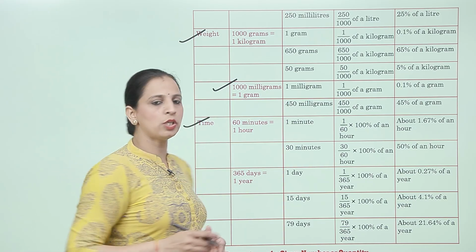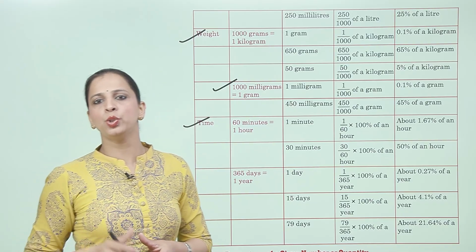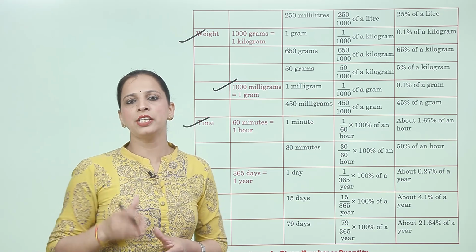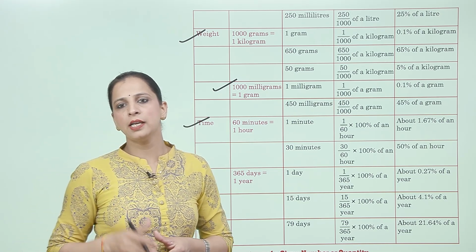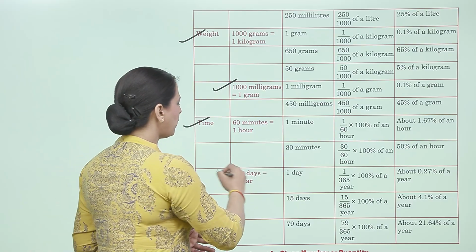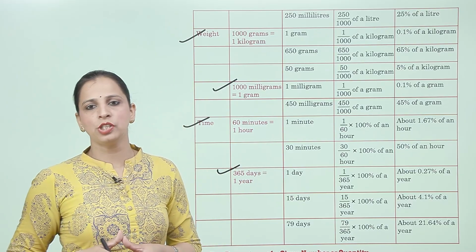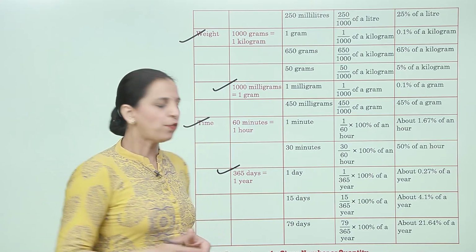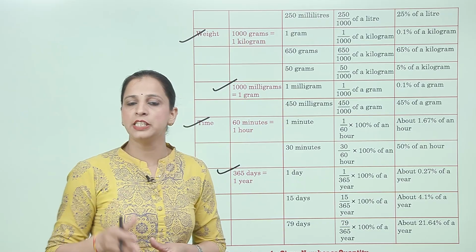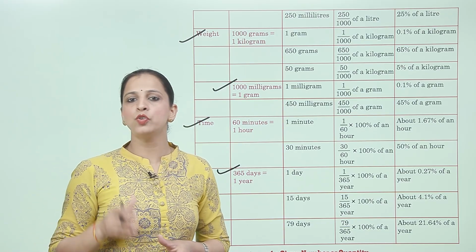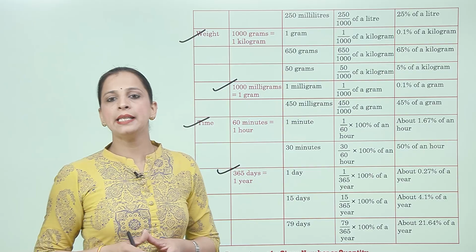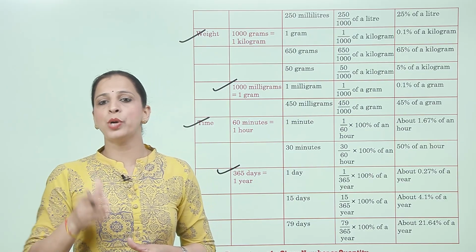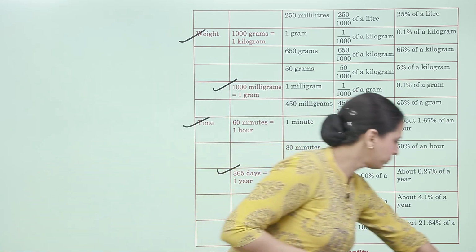Now time, 60 minutes is equals to 1 hour. So 1 minute is 1 upon 60 into 100% of an hour, about 1.67% of an hour. 30 minutes is 30 upon 60 into 100% of an hour is 50% of an hour. Now 365 days is equals to 1 year. So 1 day is 1 upon 365 multiplied by 100% of a year is about 0.27% of a year. 15 days is 15 upon 365 multiplied by 100% of a year, about 4.1% of a year. 79 days is 79 upon 365 multiplied by 100% of a year is about 21.64% of a year.